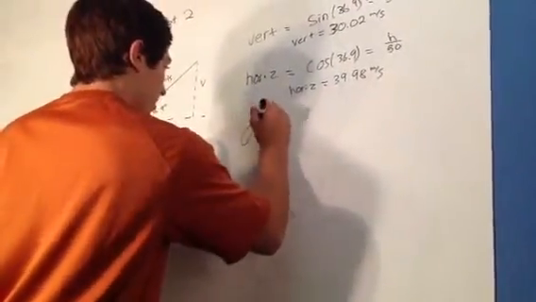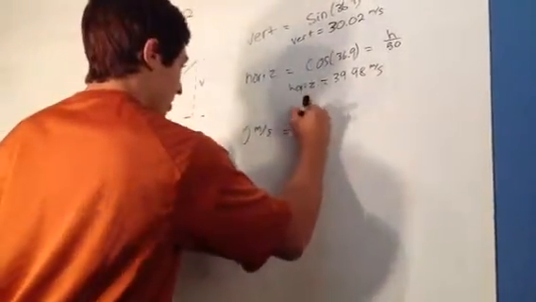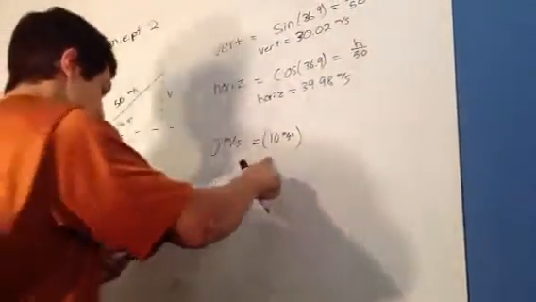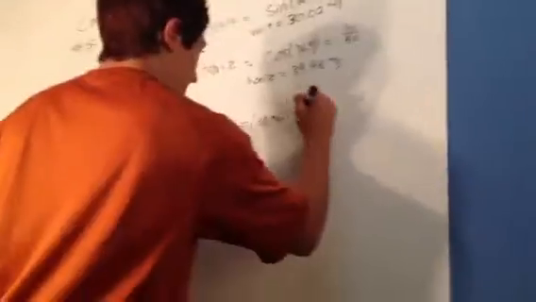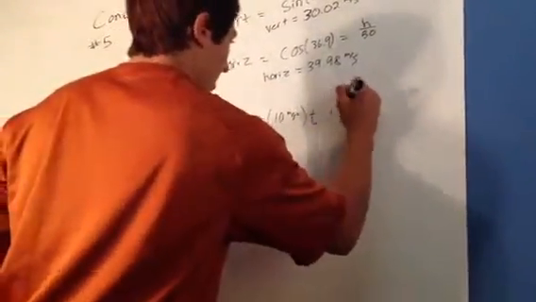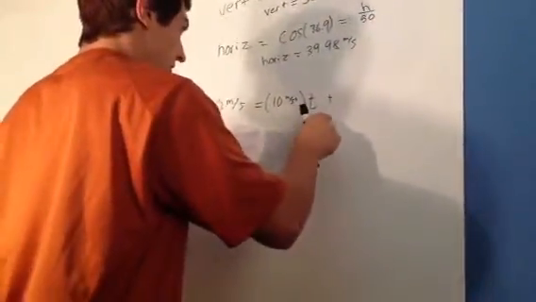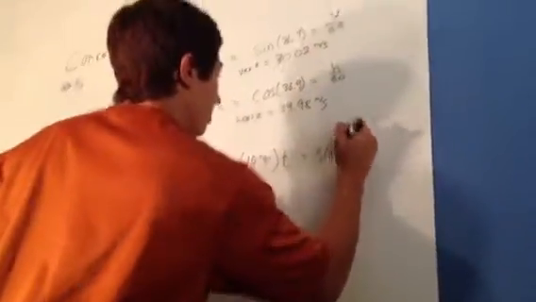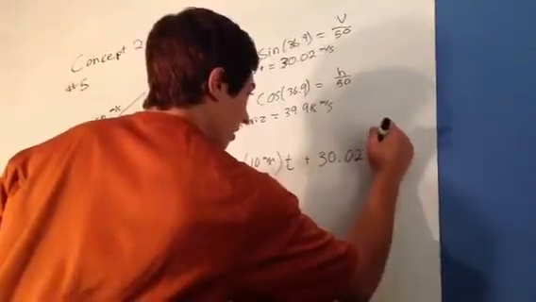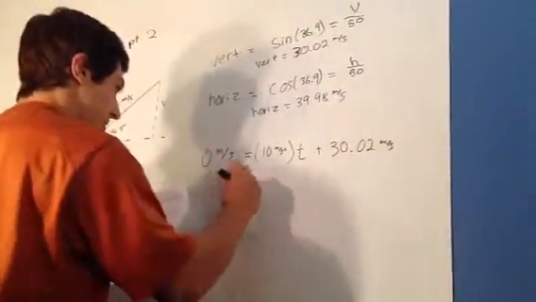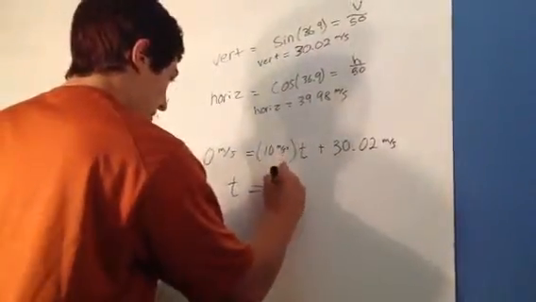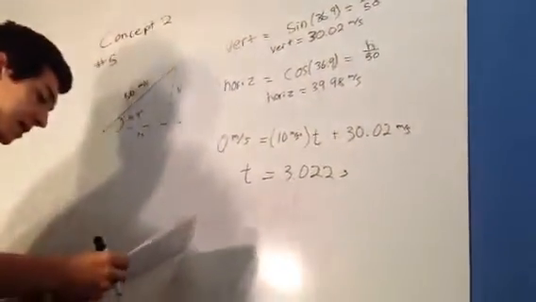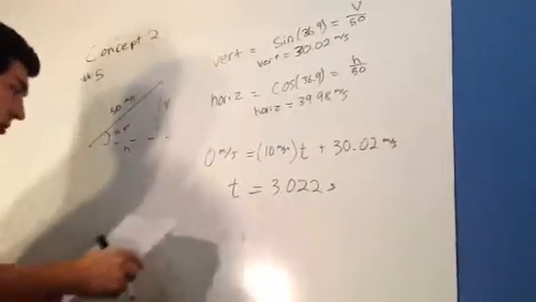So 0 meters per second equals 10 meters per second squared, the acceleration due to gravity, times time, plus, and then your initial velocity, and it'll be in the vertical, so 30.02 meters per second, and then once you solve that out, time ends up being 3.022 seconds. And then the last step would be finding the distance, the horizontal range.